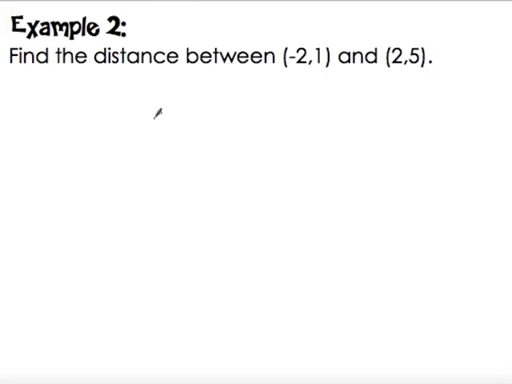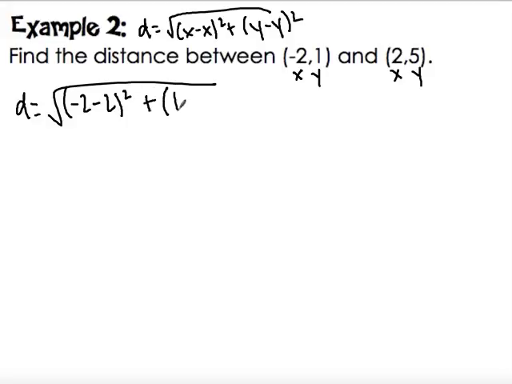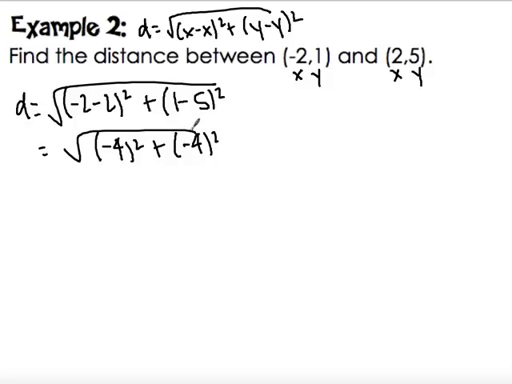On your second example, it says find the distance between (negative 2, 1) and (2, 5). Since it says find the distance, you're going to use the distance formula. (x2 minus x1) squared plus (y2 minus y1) squared. Label your points x and y, and then you can plug them into the formula. So negative 2 minus 2 squared plus 1 minus 5 squared. Negative 2 minus 2 would give you negative 4, so you'd have negative 4 squared. And 1 minus 5 also gives you negative 4, so you'd have negative 4 squared again.